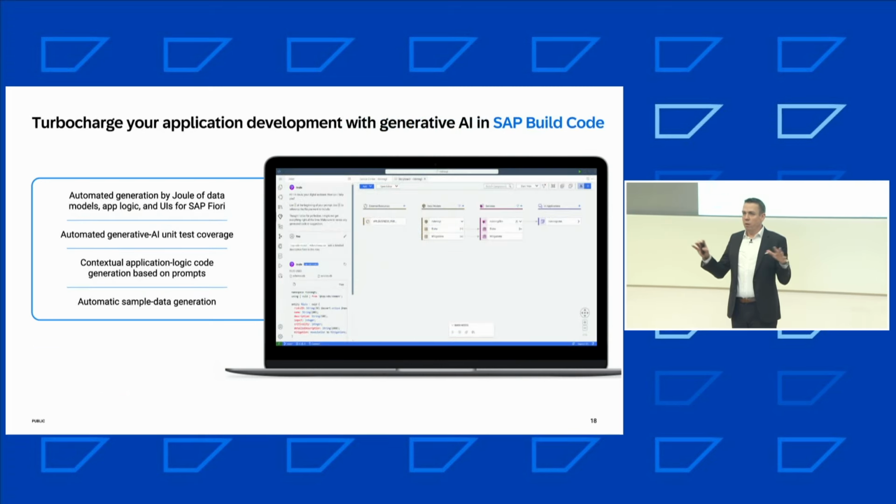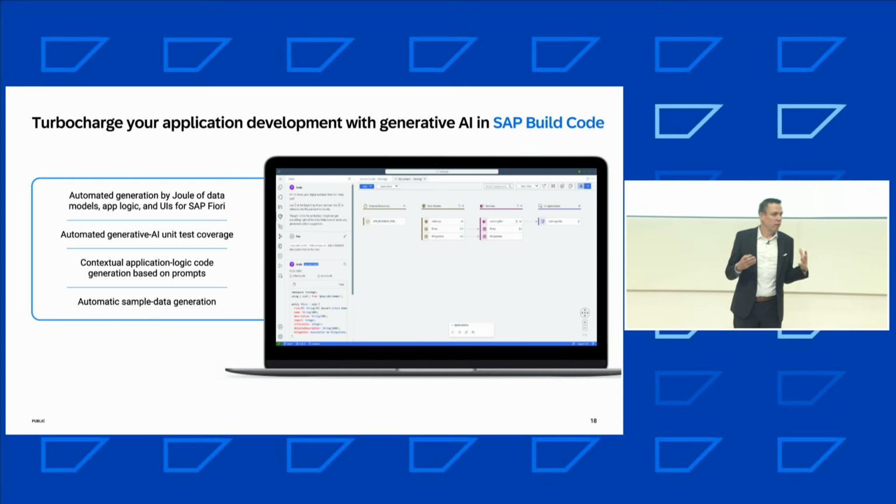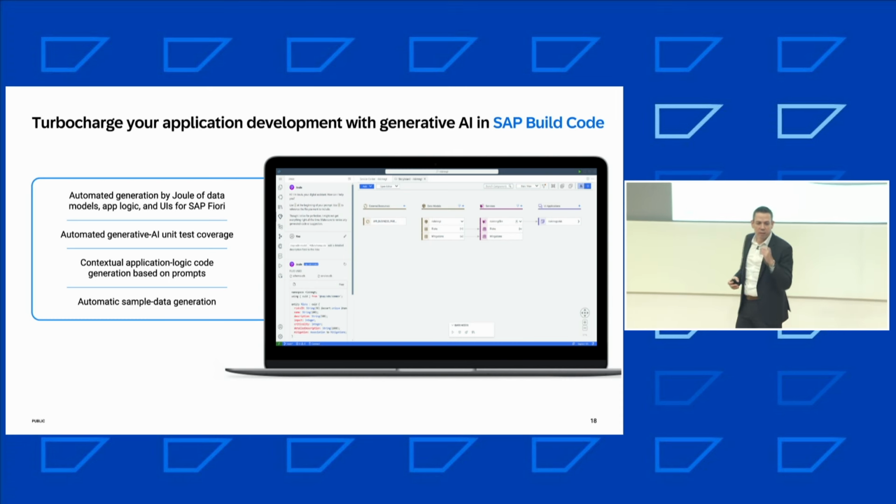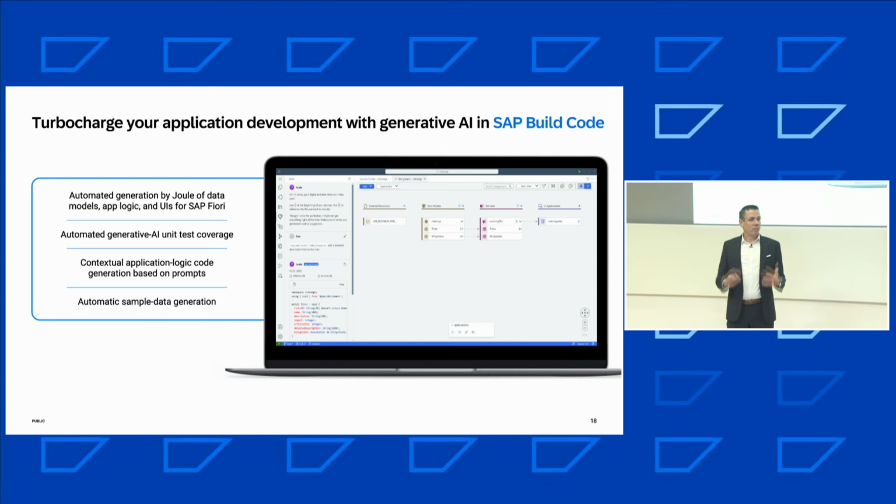And what we are doing on the ABAP side, we are also doing in SAP Build Code, and we are also further evolving the capabilities that you find in SAP Build Code, where already now you can generate with natural language statements the needed objects, a data model or a UI or application logic. You can generate test cases. You can generate sample data and a lot more, all in a cloud clean core compliant fashion on the BTP.